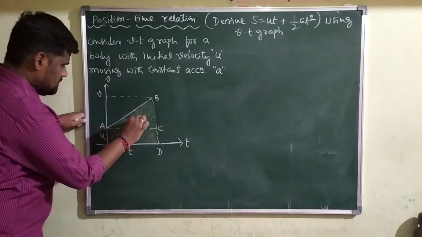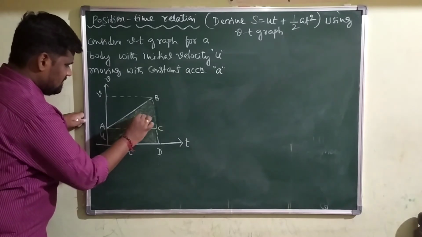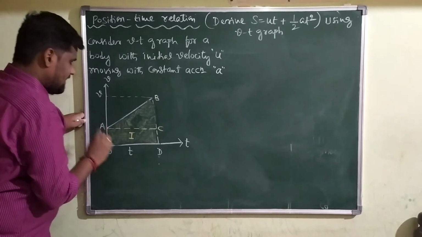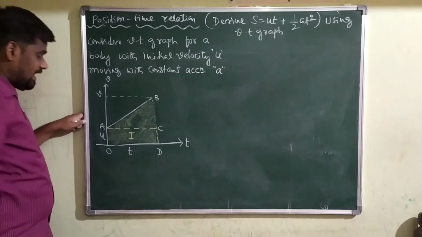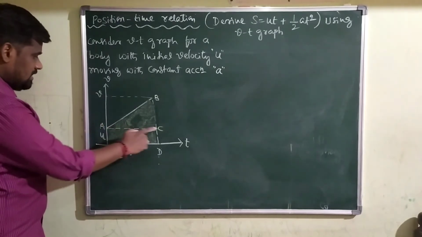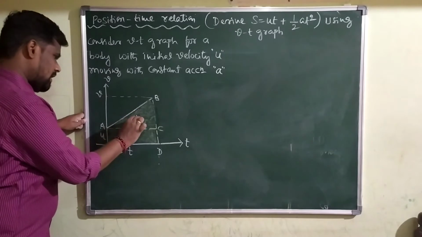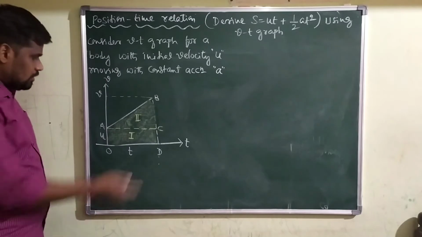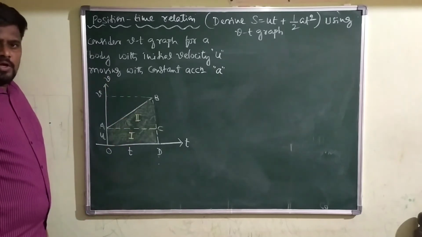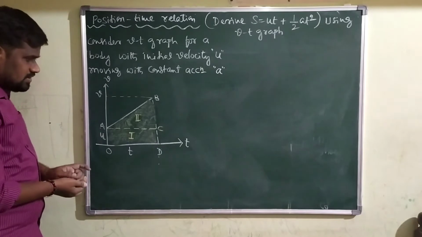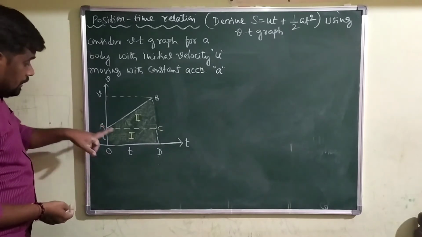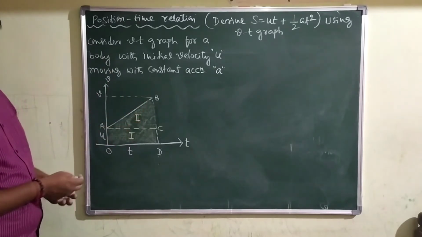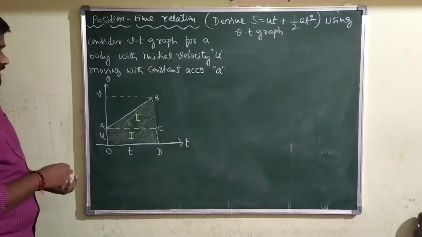First part is a triangle, or else you can consider this as a first part. Sorry, first part is a rectangle. Which rectangle? OACD, and the second part is a triangle. Which triangle? ABC. Means what is the total area below this graph? The total area below this graph is equivalent to area of rectangle plus area of triangle.